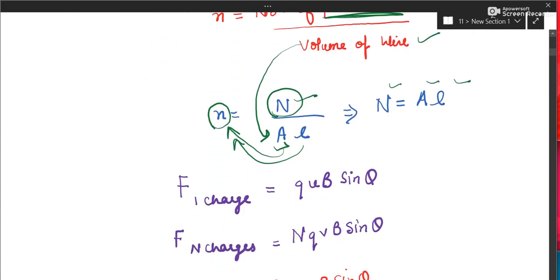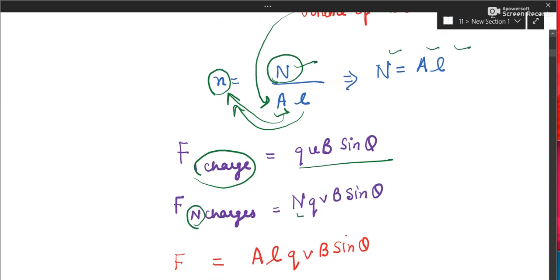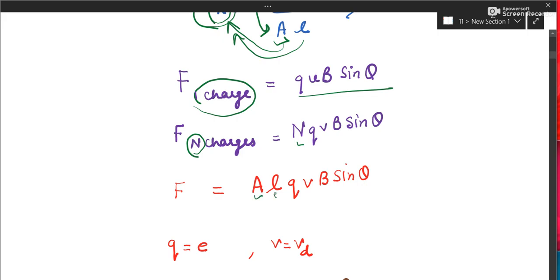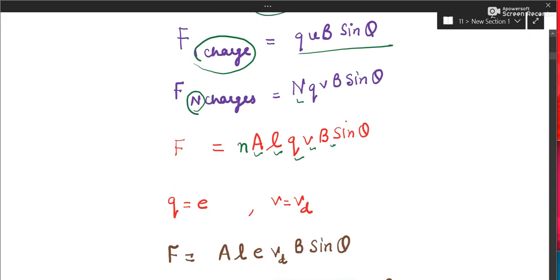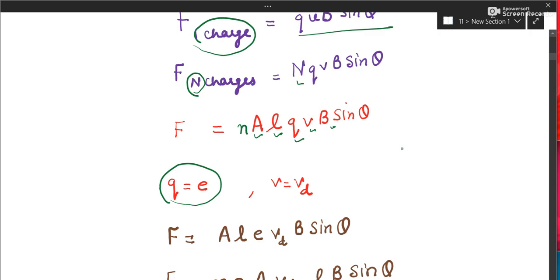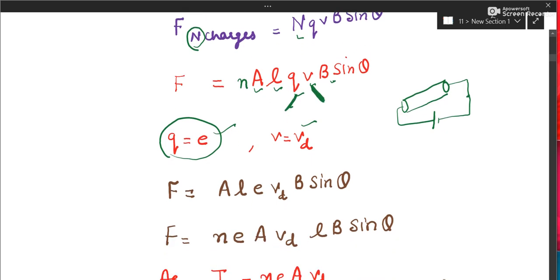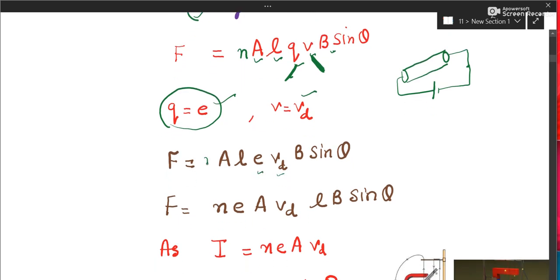Okay, so I've written it again. Force on one charge is QVB sine theta. Force on N charges is N QVB sine theta. And the value of N is area into length into the small n, number density. So we'll substitute here A, L, Q, V, B. See, my small n is left, so I'm keeping that also. Okay, now Q is electron. Inside a wire, who drifts when we apply a field? Electrons. So the charge is electron and the velocity is drift velocity. So Q is e and the velocity is drift velocity. Substitute e, vd. See, my n is also there.